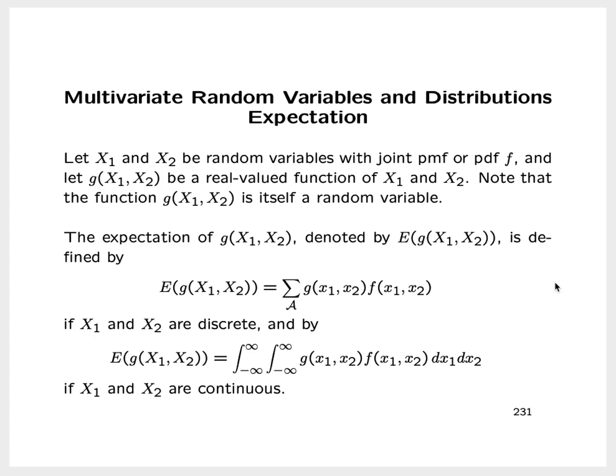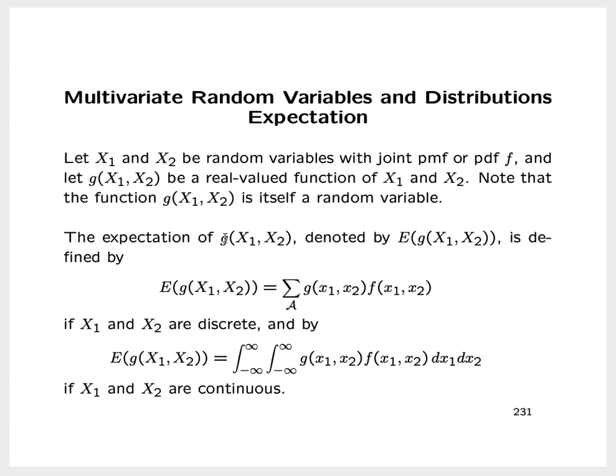Now let's talk about expectation in the context of multivariate random variables, and then we'll look at some examples. So let x1 and x2 be random variables with joint PMF or PDF, lowercase f, and let g be some function of x1 and x2. In particular, g is going to be a real valued function of these two random variables. And because g is a function of random variables, it itself is a random variable as well.